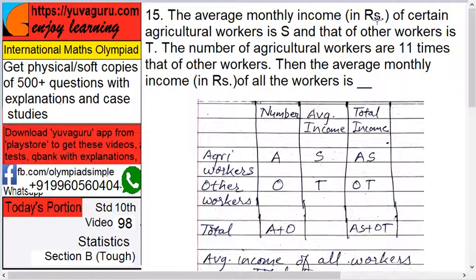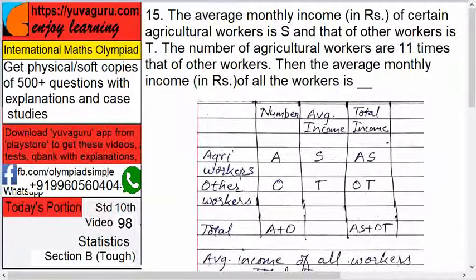Average monthly income in rupees of certain agricultural workers is S and that of other workers is T. The number of agricultural workers is 11 times that of the other workers. Then the average monthly income in rupees of all the workers is?